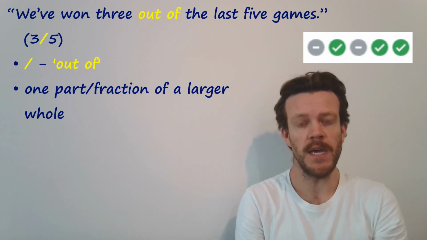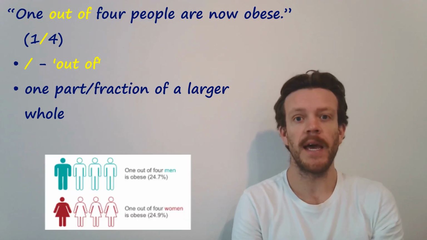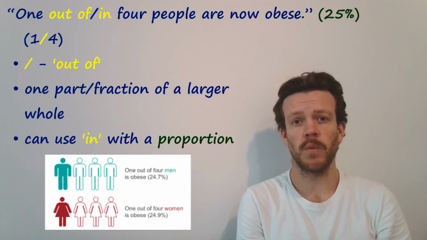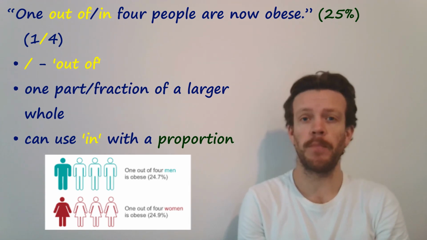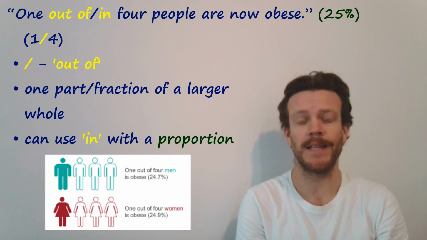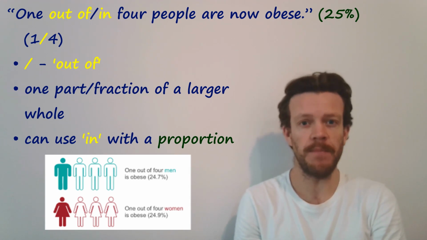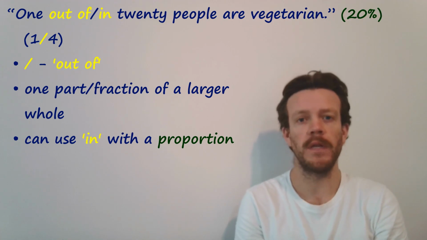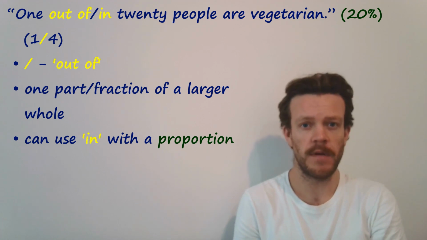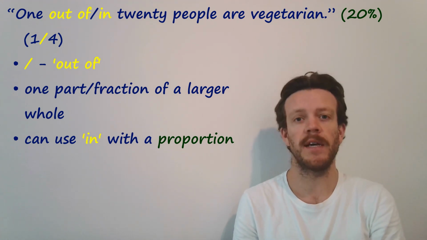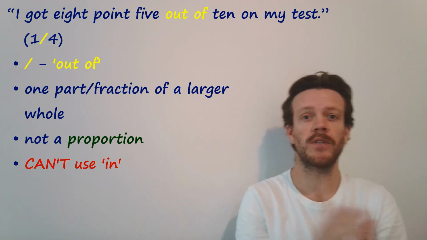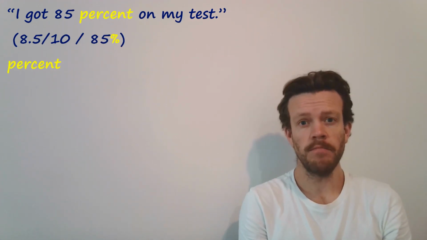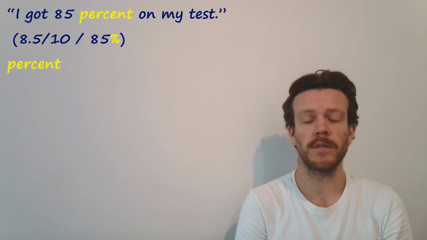We've won 3 out of the last 5 games, and 1 out of every 4 people are now obese. For that last one, however, you're talking about a proportion of people, so you can say in. 1 in 4 people are now obese, 1 in 10 cars sold are electric, and 1 in 20 people are vegetarian. Each of these are proportions you can say in, whereas your test score or the football matches aren't, you must say out of.